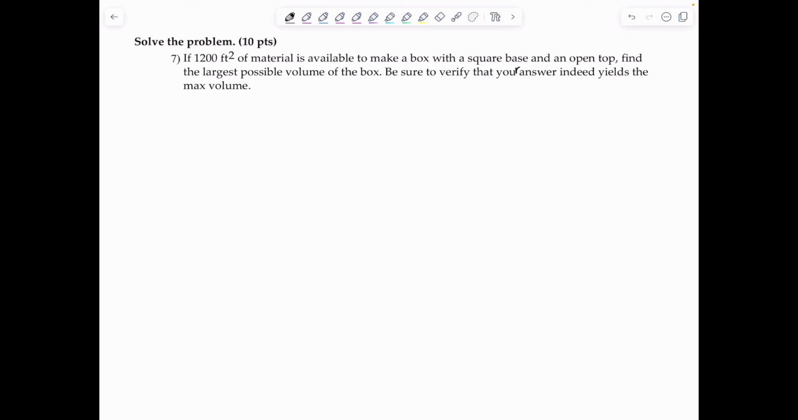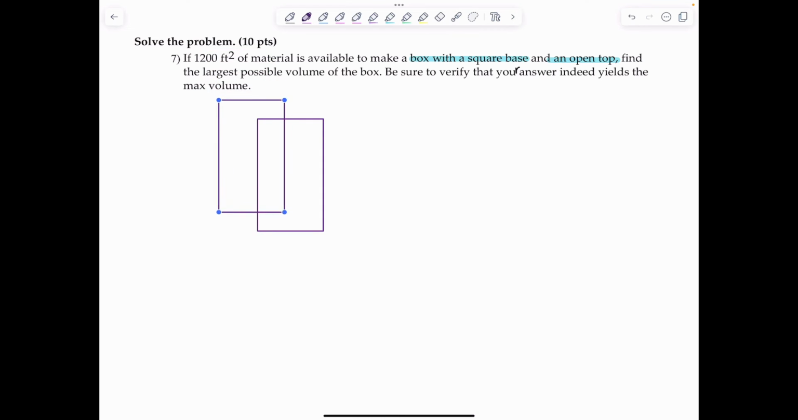So let's draw a diagram so we can start labeling and introduce some notation. We have a box with a square base and an open top. Okay, so let me draw something. Boom, boom, boom. The base of the box is a square, so I'll say this is x and this is x, right? Same dimensions on the base. But the height, I don't know, so I'll call this y.